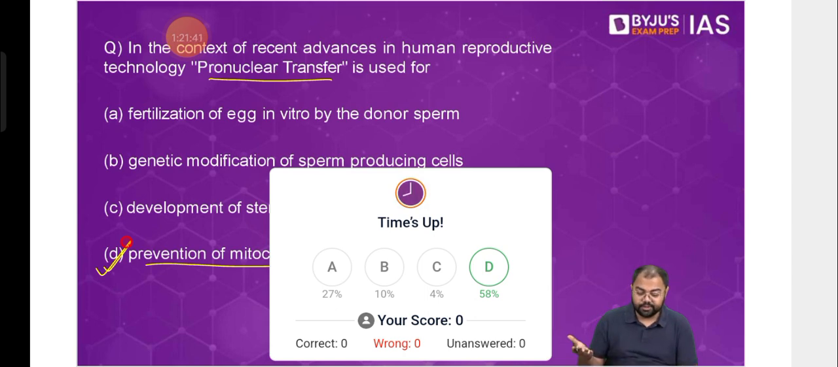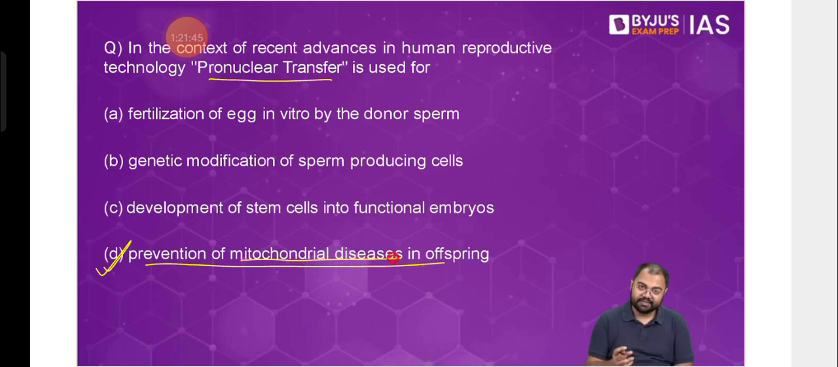So fertilization of egg in vitro by the donor sperm, no, that's surrogacy. That's the normal in vitro fertilization. Correct. So when we are specifically talking about mitochondrial diseases, that is where pronuclear transfer would be used, or where the concept of three parents baby would be useful.